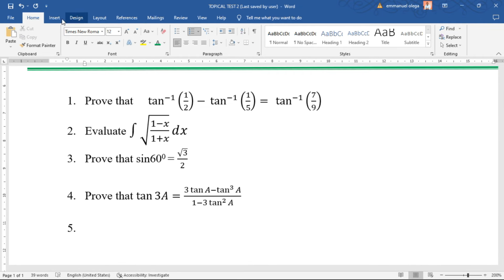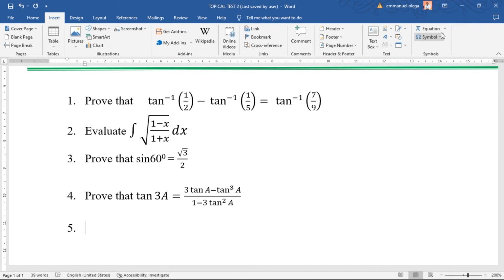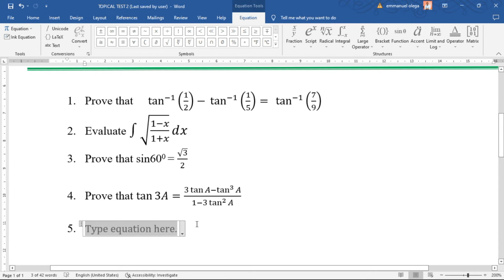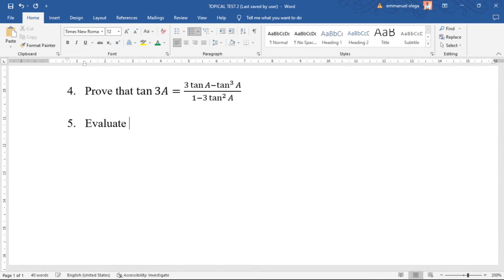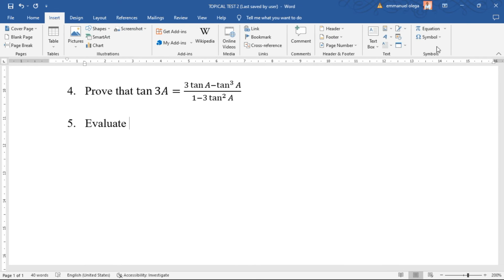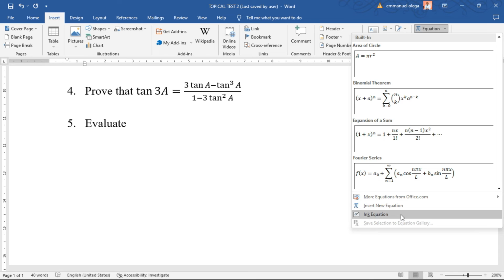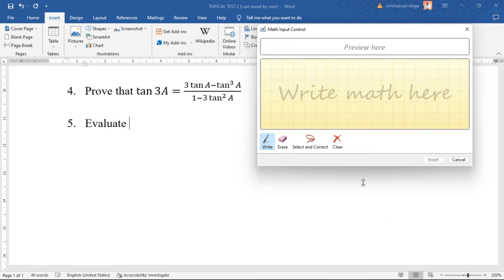Now I usually make use of the ink equation so much, it's actually the best one to use. It's actually easy because I can almost type anything I want. Before we do that, let's just type the question. Evaluate. Right, let's insert that equation again. Insert equation.